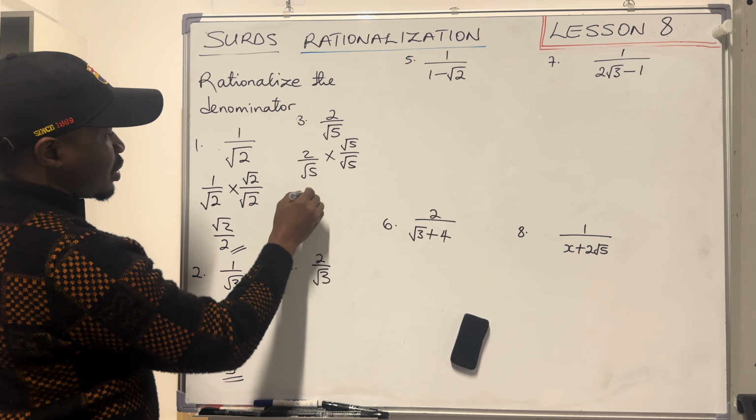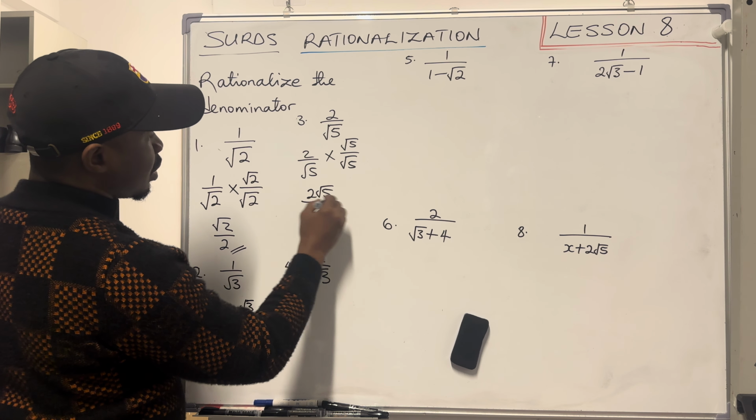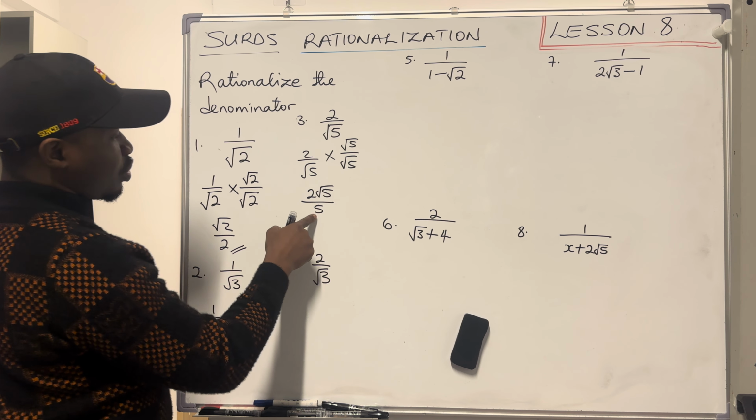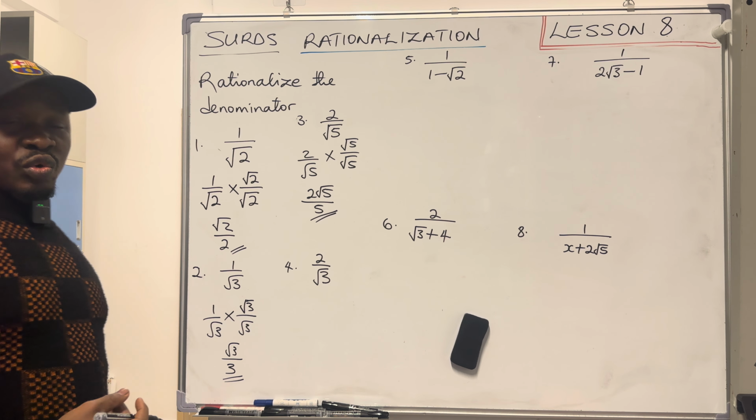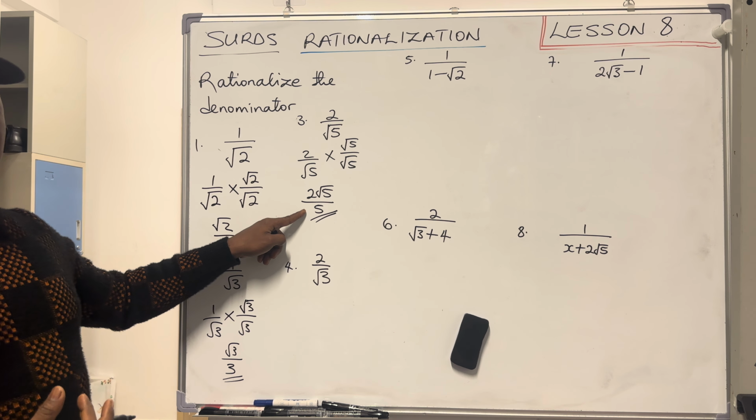2 by root 5 is 2 root 5. Root 5 times root 5 is 5. So the denominator is no longer an irrational number. It's no longer a surd. It is now what? A rational number.